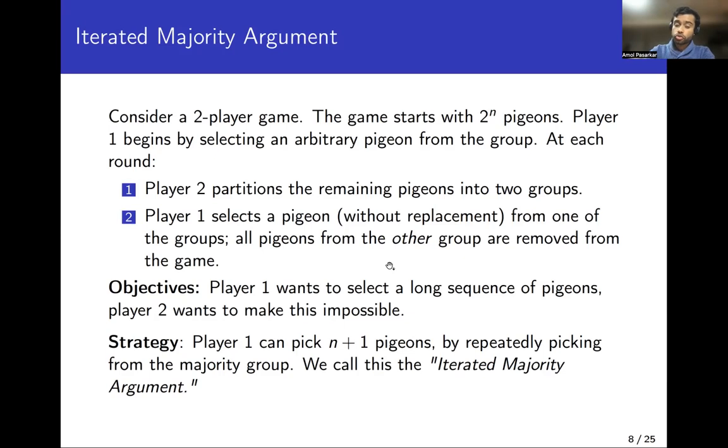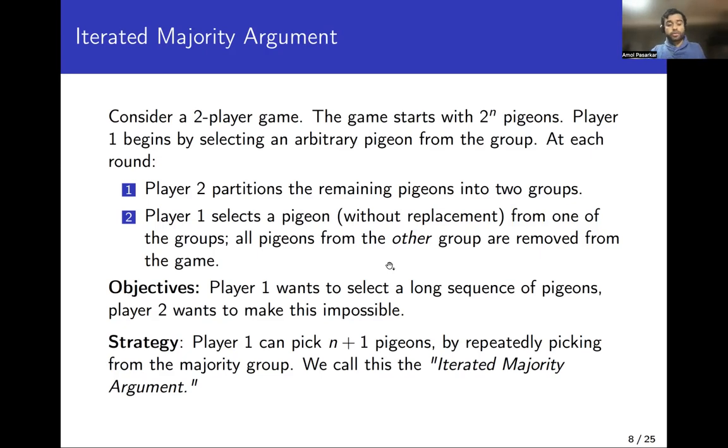The game ends when there's no more choices that player 1 can possibly make. If we want to think about the objectives in this game, player 1 wants to play this game for as many rounds as possible. In other words, player 1 wants to pick a long sequence of pigeons, whereas player 2 actually wants to make this impossible. Player 2 is going to partition the pigeons at every single stage in such a way that player 1's options diminish as rapidly as possible.